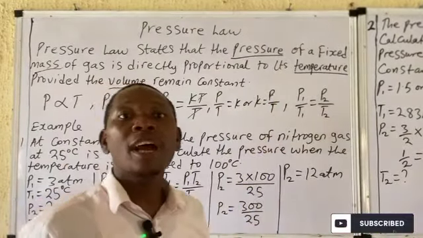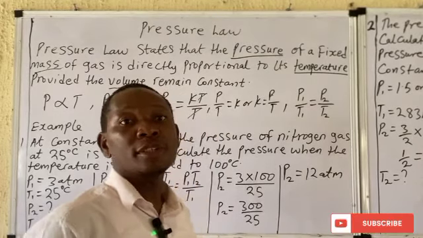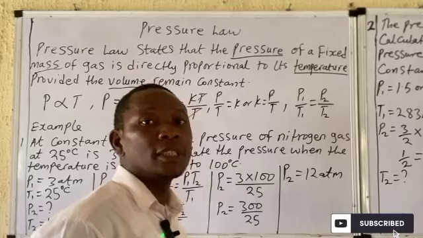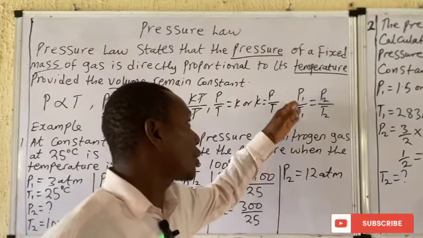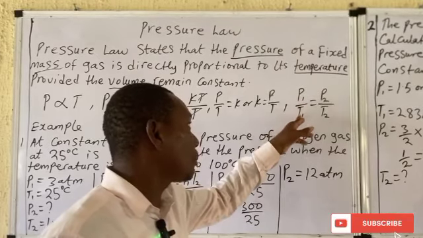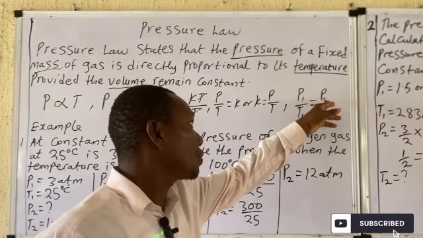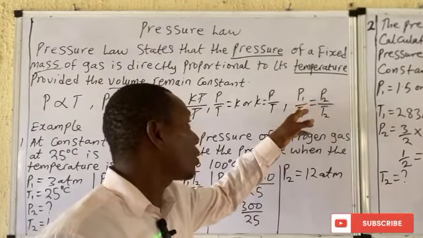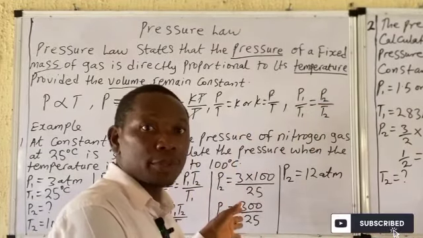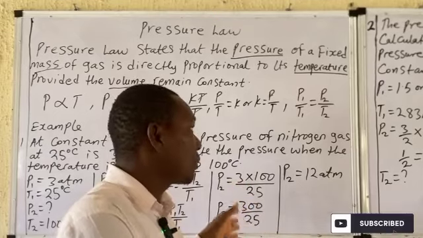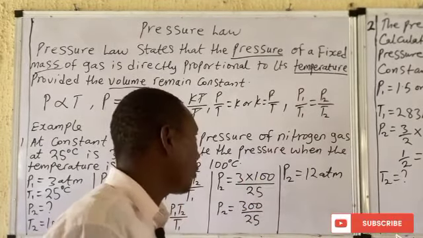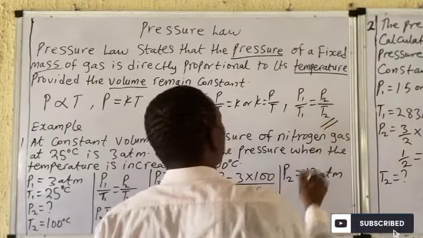In some cases, we have two pressures and two temperatures, which is the initial pressure and the final pressure, the initial temperature and the final temperature. In that case, we can now relate the first to the second. Pressure 1 all over T1 is equals to P2 all over T2. So you are relating the first pressure, the initial pressure, and temperature to the final pressure and temperature. So this is the formula that we use to calculate the pressure law.